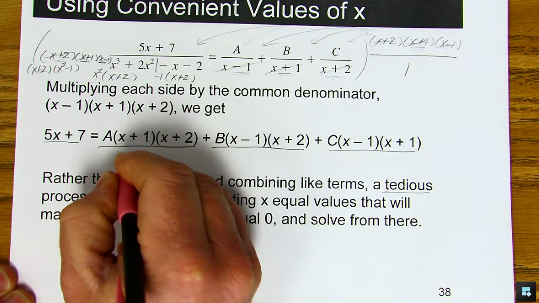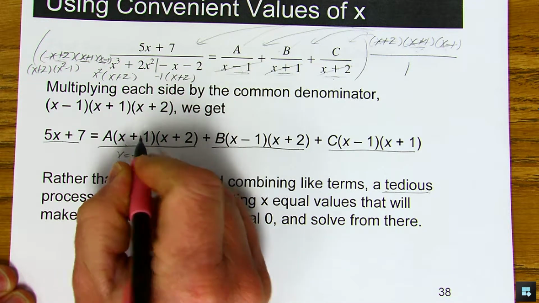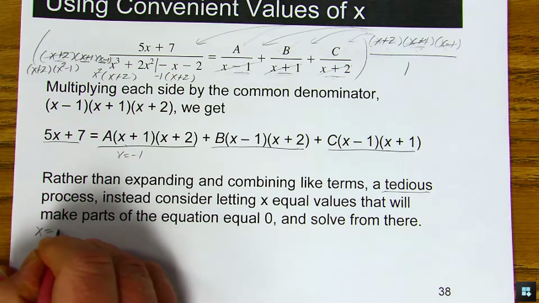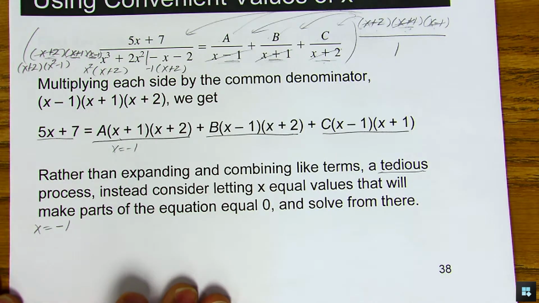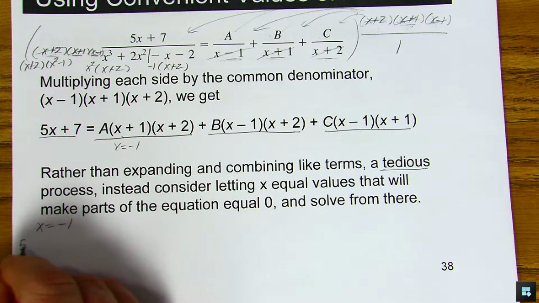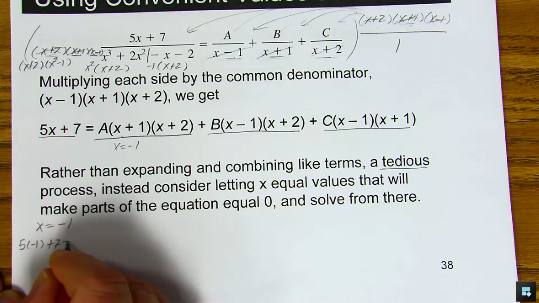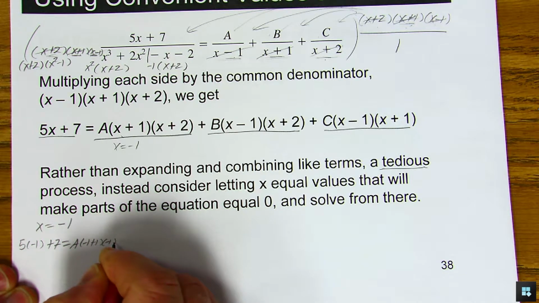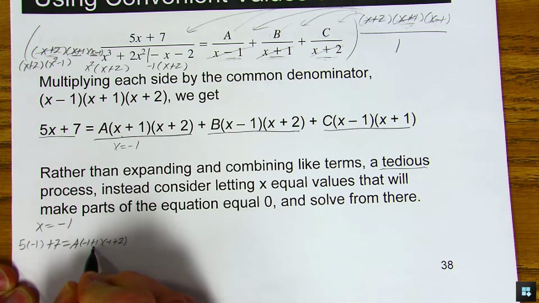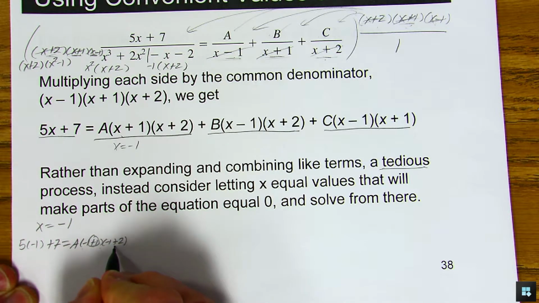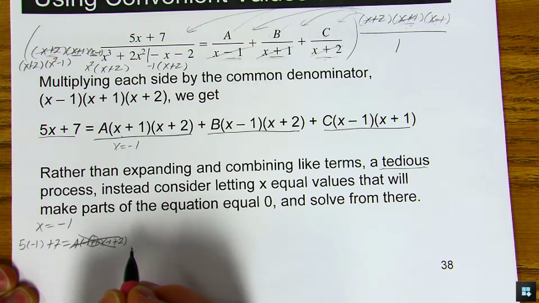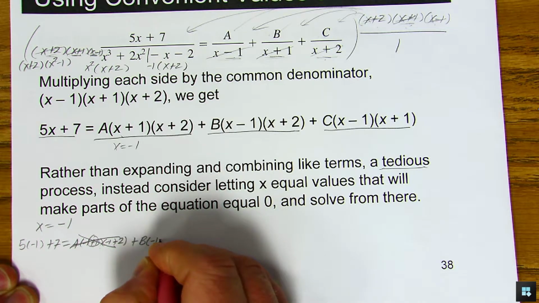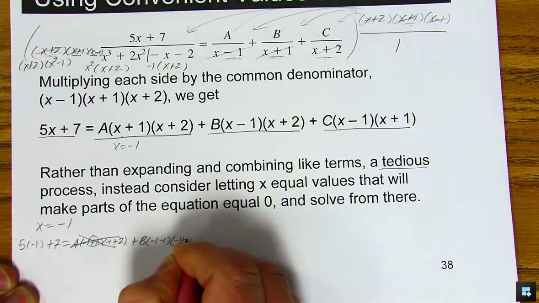Because if x was -1, then this would become 0, and 0 times anything is 0, so this would cancel. So let's let x equal -1 and see what happens. By putting it in here, we get 5 times -1 plus 7 equals A times -1 plus 1 times -1 plus 2. So -1 plus 1 is 0, 0 times 1 is 0, so that just cancels. Plus B times -1 minus 1 times -1 plus 2.